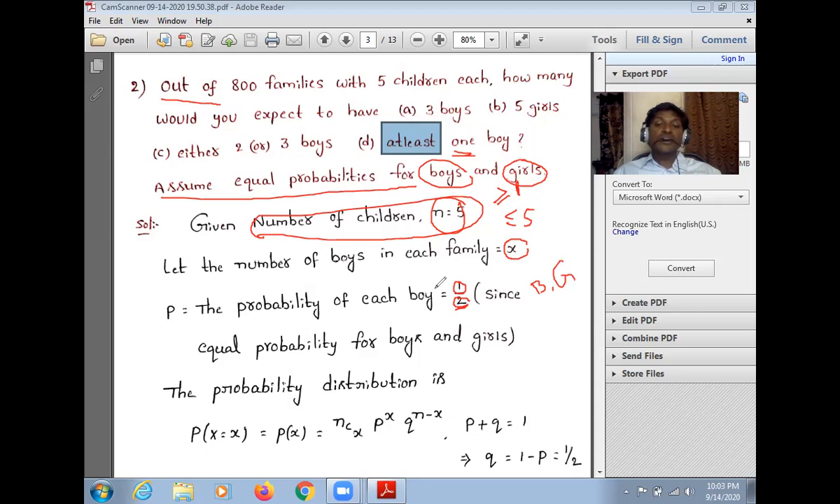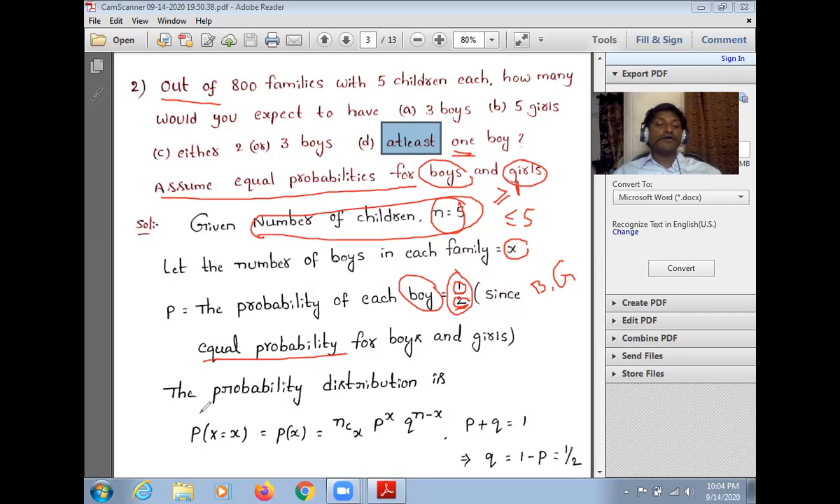And the event is only for boy, which is nothing but only one possibility. In the same way, only for girl is 1 by 2. So the probability of each boy is equal to 1 by 2, since they mentioned equal probability for boys and girls in each family. So however many chances for boy, the same number of chances for girl.